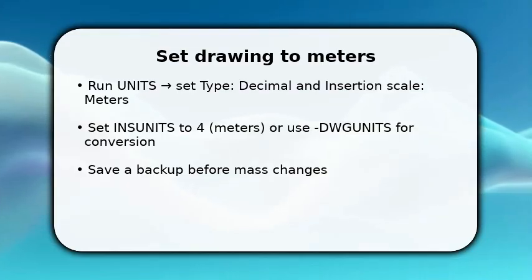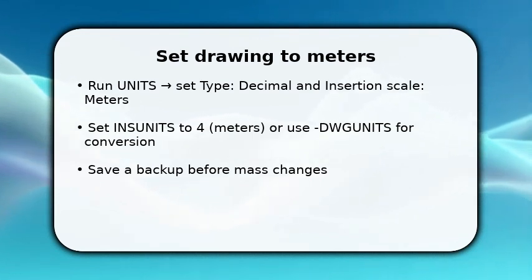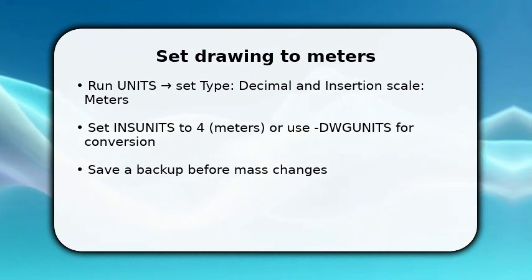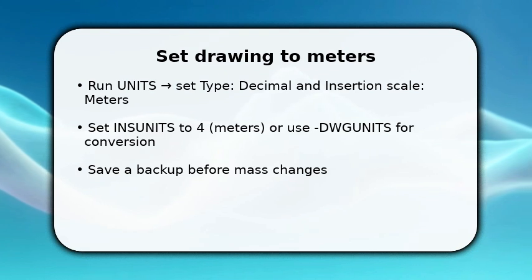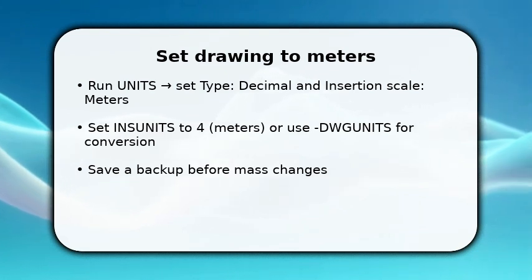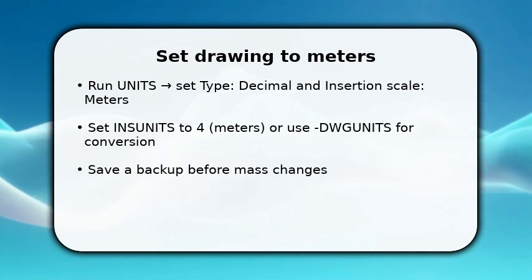You start by telling AutoCAD your intent. Set the file units to meters. Open units, choose decimal and set insertion scale to meters. Once done, set INSUNITS to meters or run DWGUNITS to convert unit data. Make sure to save a backup now. You will need it if conversion requires reversing.